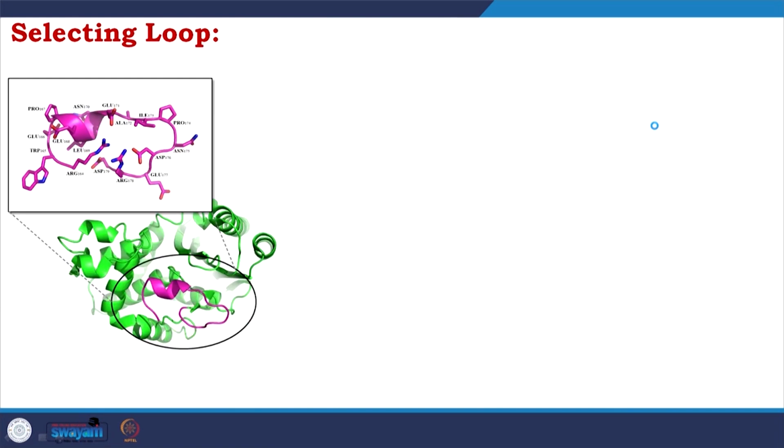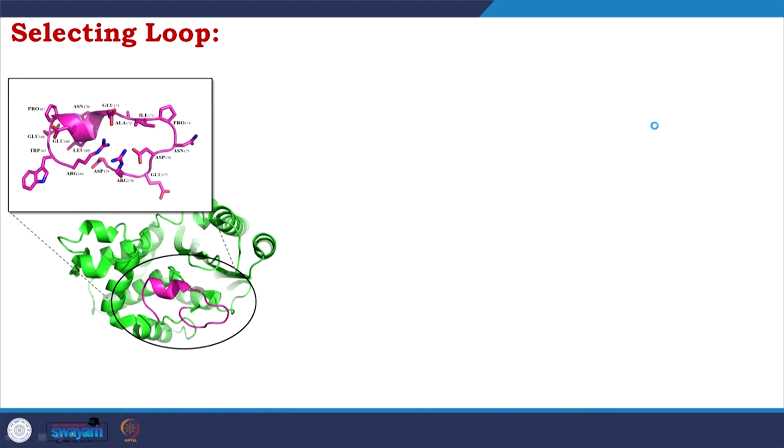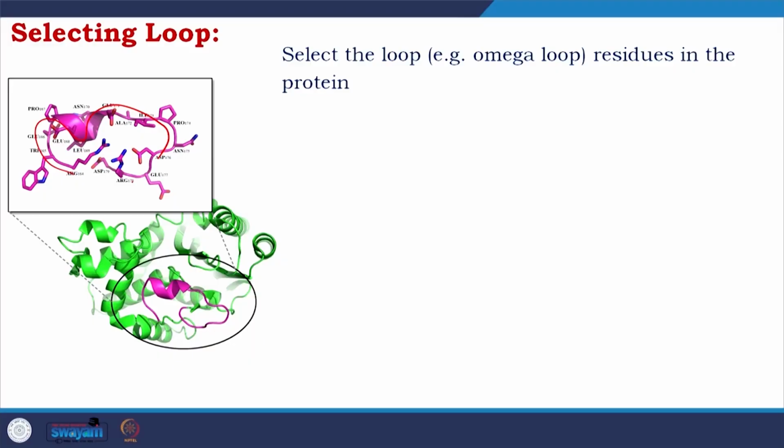Selection of loop. Loops are playing a very critical role in function, right. Here you see a big loop, and if you see carefully, you would see there is an omega type of representation. So, it is called omega loop. This loop is a characteristic loop, especially in class A beta lactamase, though in other classes of beta lactamase it is also found.